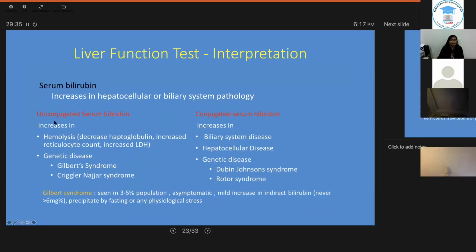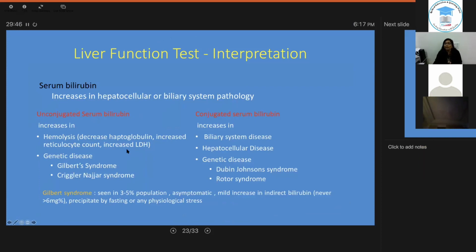Now look at the conditions where we will have unconjugated serum bilirubin high. Either hemolysis is there. How can we confirm it? We get haptoglobin, we get retic count, and we get increased LDH. While looking at these 3 additional parameters, we can say this unconjugated bilirubin is because of hemolysis. Some genetic disorders are there, like Gilbert syndrome or Crigler-Najjar syndrome, in which there is an enzyme deficiency, which causes some problem in conjugation. So the indirect or unconjugated serum bilirubin will be high.